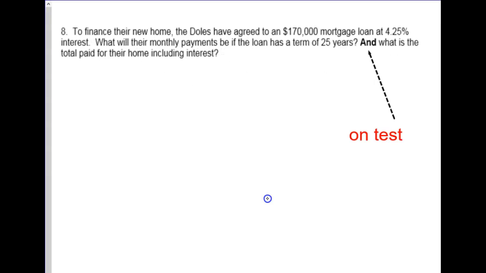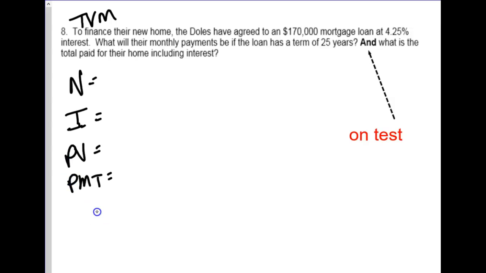Let's see here, guys. The TVM solver stuff is coming up. You might want to jot this. Is this on a paper anymore? Yeah, it's on 17B. It's number 8. This is a question where you need to use the TVM solver. And the order in which it asks for things, it starts with N. So it says N equals, and then I equals, and then present value, and then payment, future value, and then payments per year and compoundings per year.